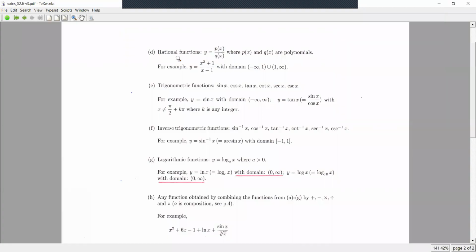D, rational functions. A function of a polynomial over a polynomial is called a rational function. Just like an integer over an integer, people call that number a rational number. This is a rational function, polynomial over a polynomial. The domain of this function is any number except 1. When you plug in 1 in this function, denominator is 0, not computable.